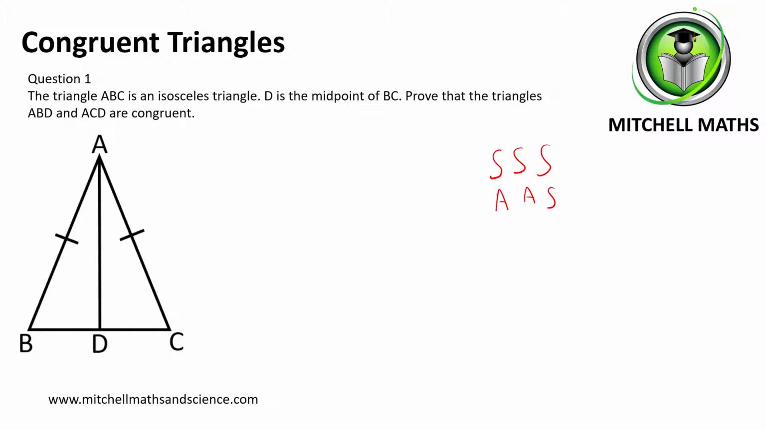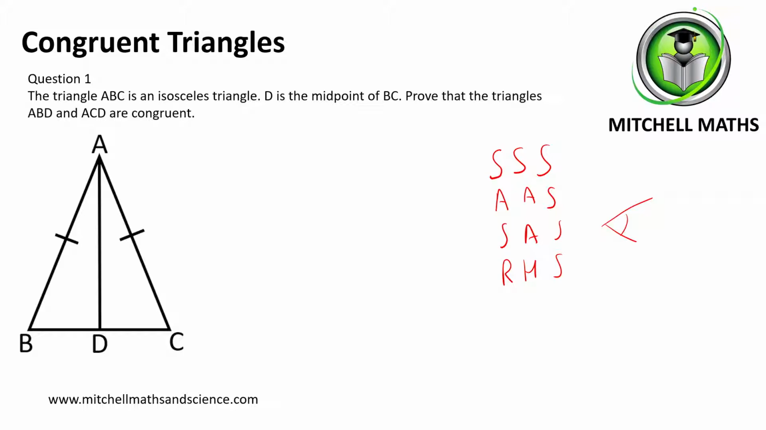angle, angle, side. We can also prove that we have something called side, angle, side, which means two sides and the angle in between them. And we've also got one for right-angled triangles, which is the right angle, hypotenuse and side. You need to prove that they're both right-angled, you need to prove the hypotenuse is the same length, and then you have to prove that one of the other sides is the same. So that works for right-angled triangles. And as long as you can prove one of these statements, then you've proved that both triangles are the same.